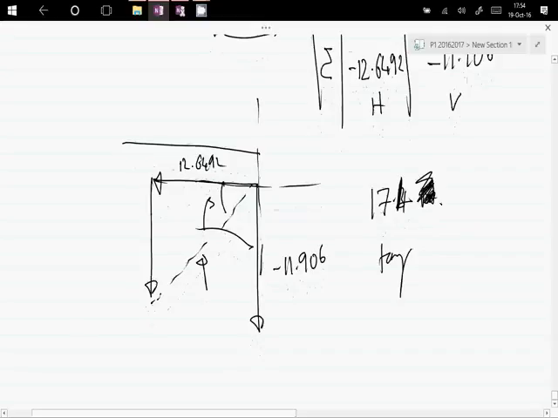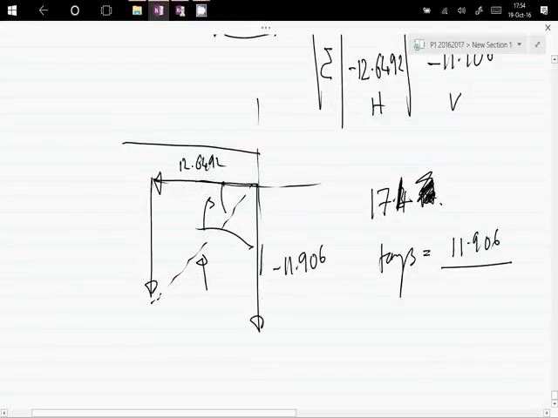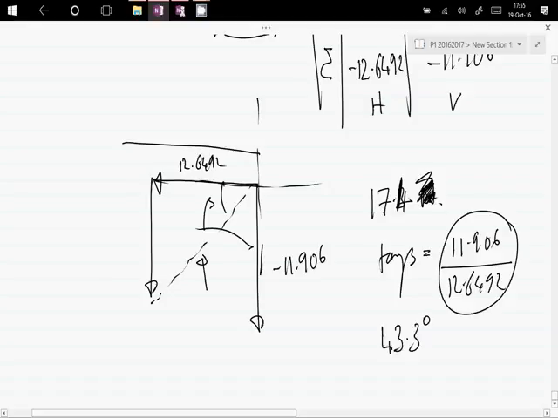Tan beta is equal to 11.906 over 12.6492. Notice they're so similar, it's probably going to be about 45 degrees. In fact, it's going to be just less than 45 degrees. Shift tan, answer equals 43.3 degrees, correct to 3 significant figures.